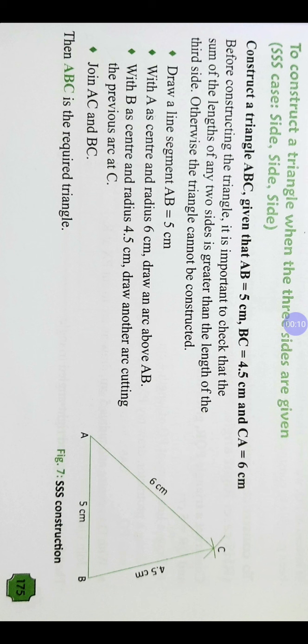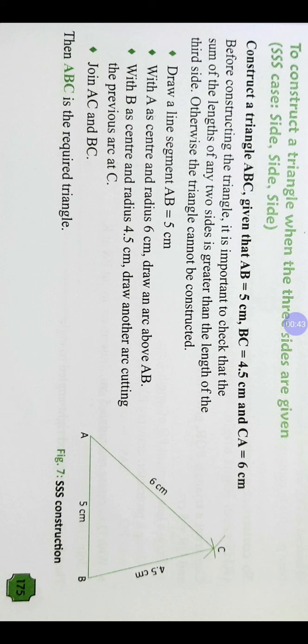So the first thing we have here is to construct a triangle when the three sides are given. How many sides are given in this case? Three sides are given. Look here, AB is equal to 5 centimeter, BC is equal to 4.5 centimeter and CA is equal to 6 centimeter. That means we have been given three sides. No angle has been given, only three sides.